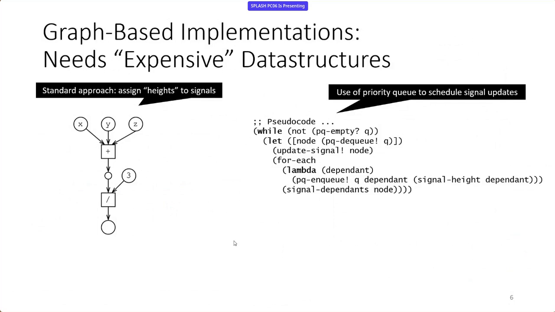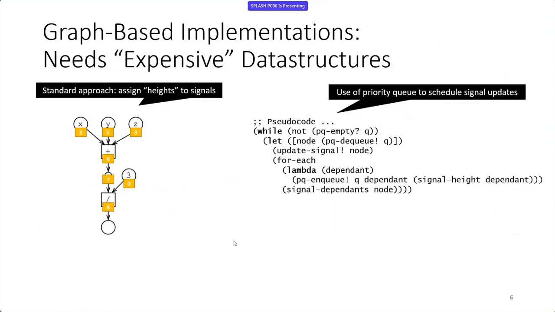Because on a desktop computer, on a laptop, on a mobile phone, it's not that expensive to have a priority queue. On a small scale embedded device, on the other hand, you don't want to constantly work with these kinds of data structures. So in order to propagate changes through this graph, there are different approaches out there, but the standard approach for me is that you assign a height to every node in the graph. And once you do that, you can compute the height of a different signal by just taking the maximum of the signals or the nodes that it depends on and adding 1 to it.